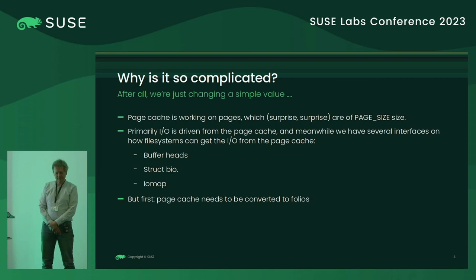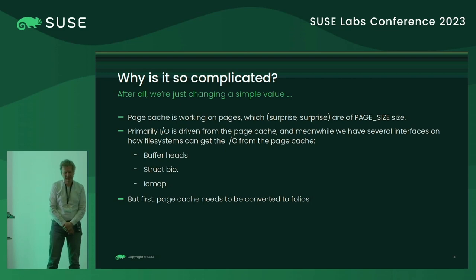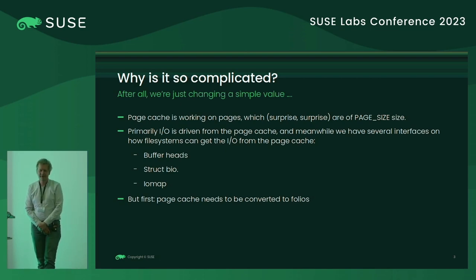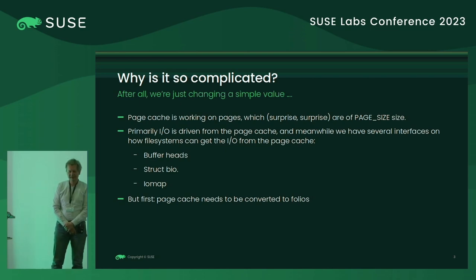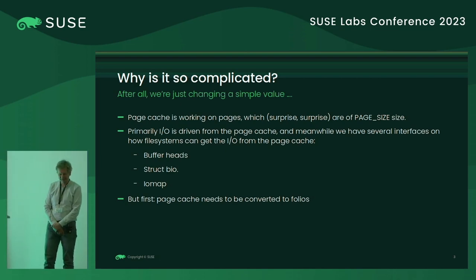And the issue is that, meanwhile, the Linux kernel has several interfaces by which file systems can get the I/O from the page cache. There is the infamous buffer heads, then there is the struct bio, which is well known to anyone doing block layer stuff, and there's also something called iomap, which should ring a bell to everyone doing file systems.